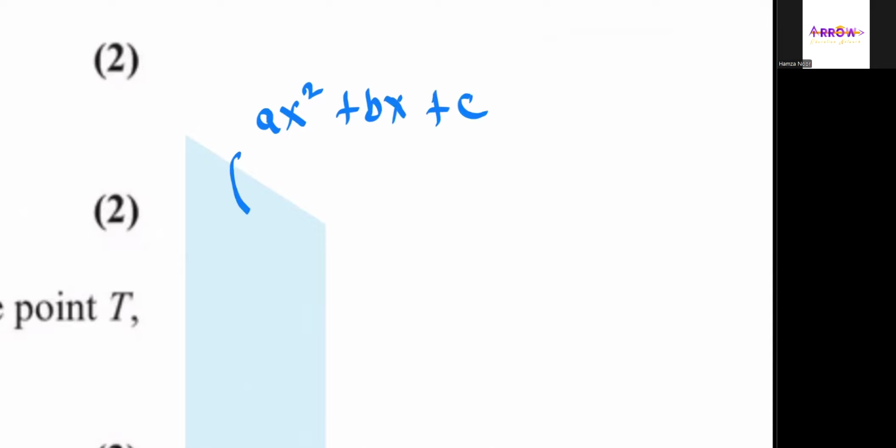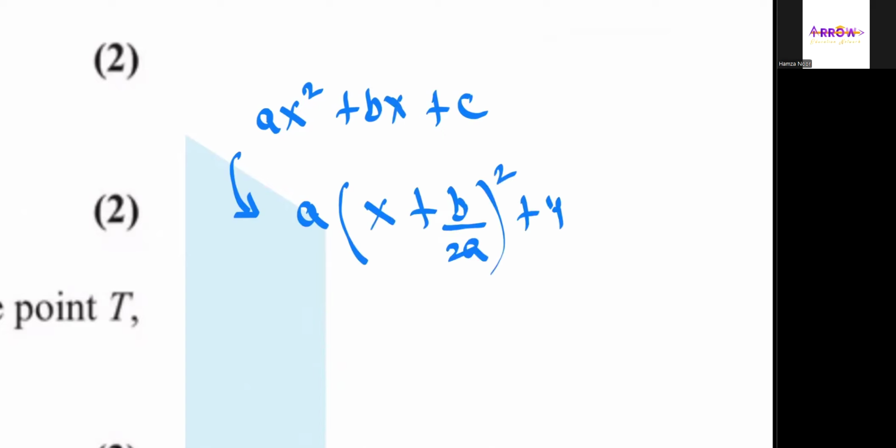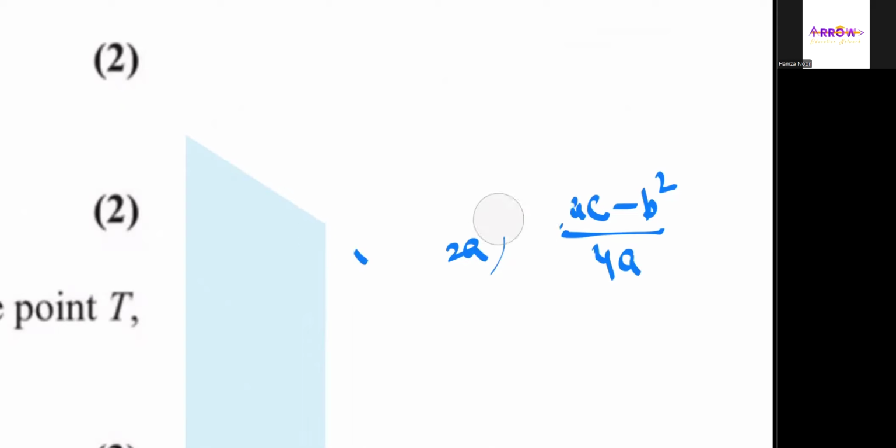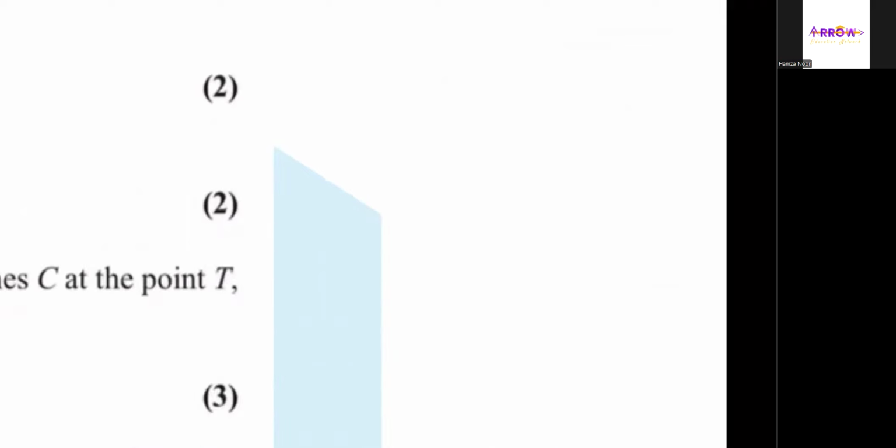So in order to convert this into a completing square form, we use this formula: a times x plus b over 2a whole squared plus 4ac minus b squared divided by 4a. All right. So my approach is basically to consistently use this particular formula to convert a general form of the quadratic expression into a completing square form. Okay. So an equivalent form of this formula is also given to you in the P1 book.